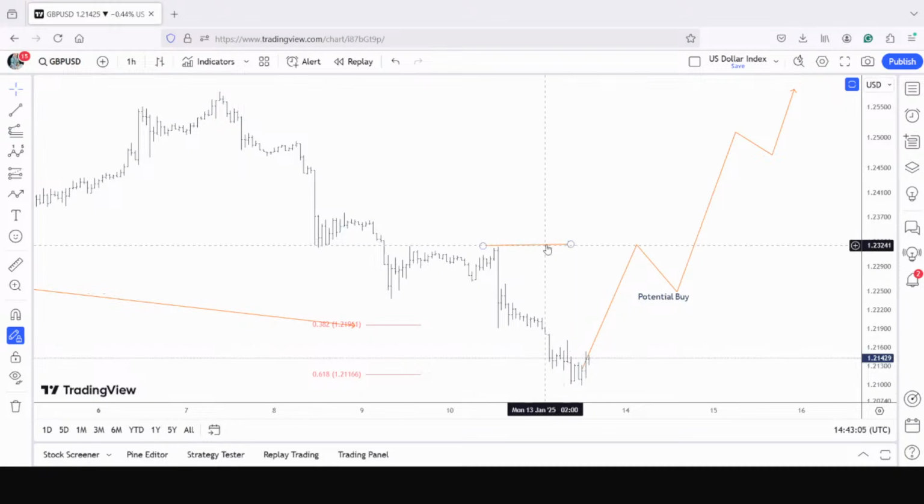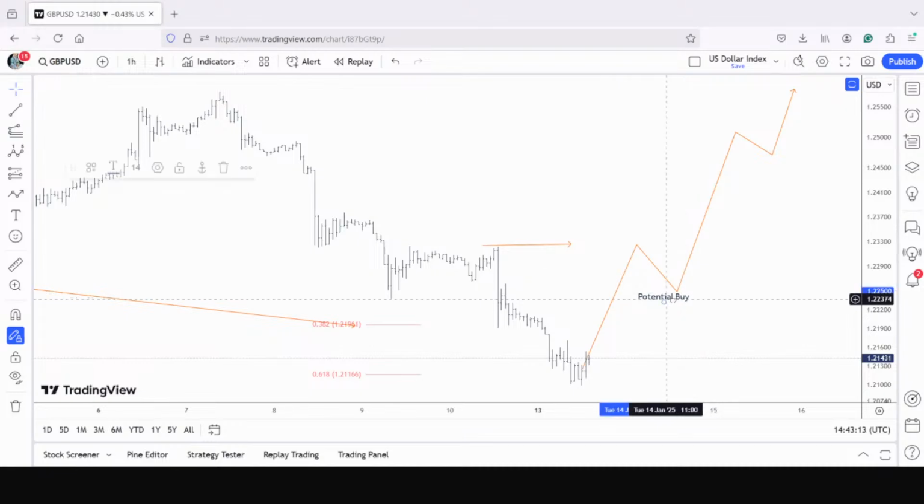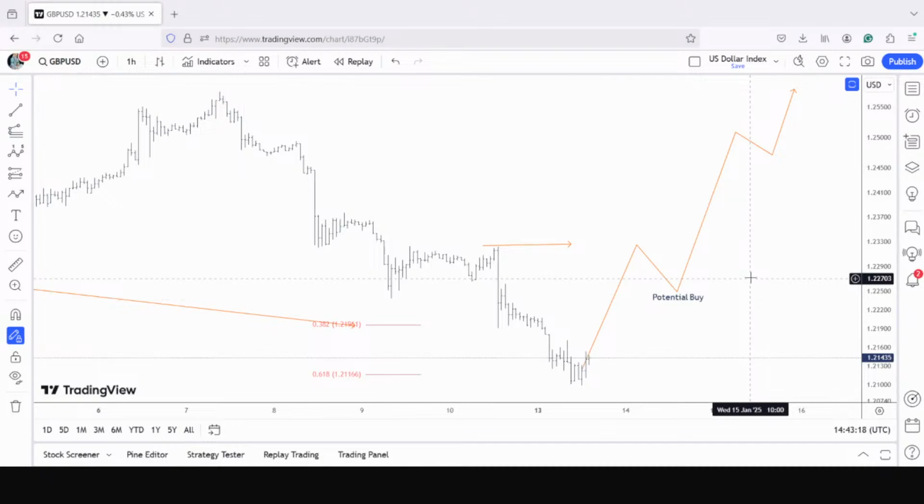2180, and then this is the major one, 23, the major one. Once you have 23 taken out, wait for a drop, and that's the potential buy we are waiting for with respect to the price action confirmation.